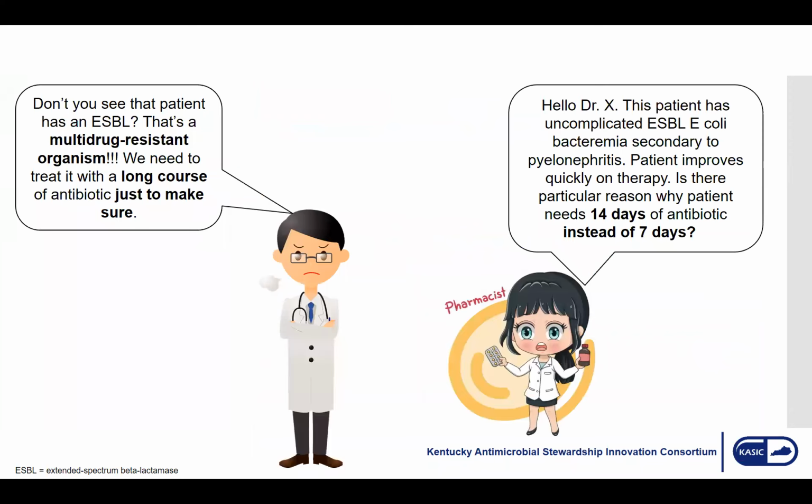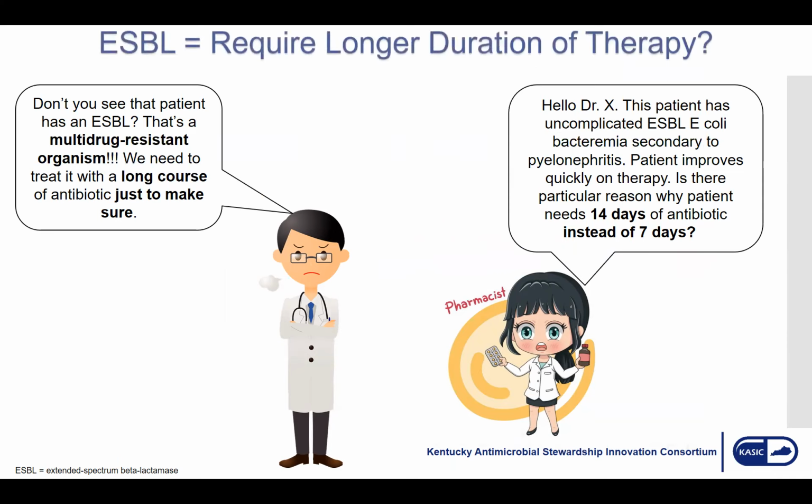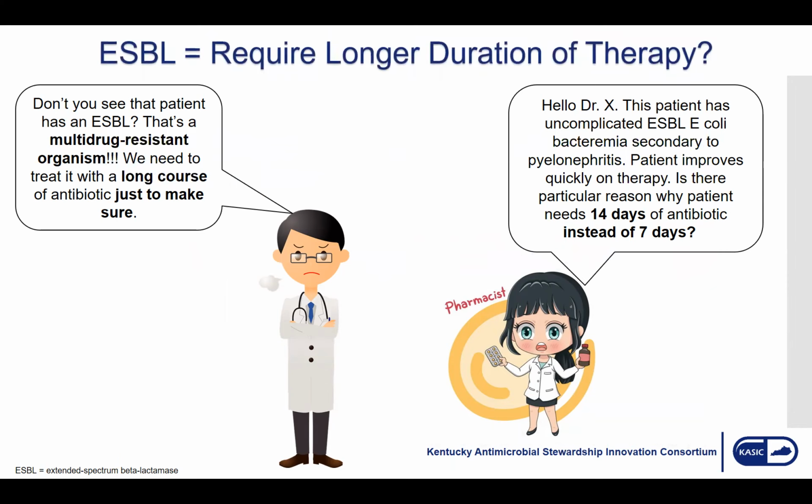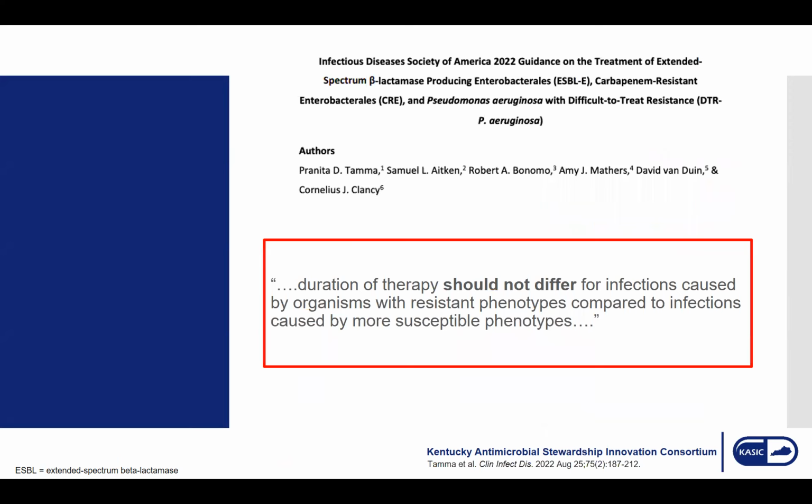One of the common conversations that pharmacists, especially ID pharmacists, have with clinicians is that because ESBL is a multi-drug resistant organism, clinicians tend to be more cautious when approaching these patients, and they tend to treat them with a longer course of antibiotics to really make sure we eradicate the bacteria. Is that the most optimal way to approach these patients? Does ESBL ultimately require a longer duration of therapy? Actually, the guideline doesn't agree.